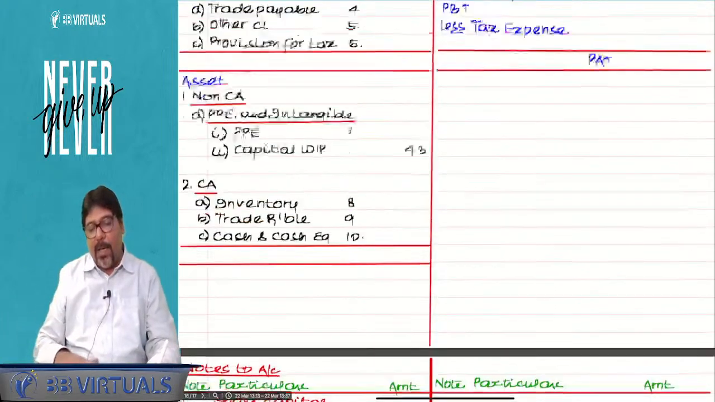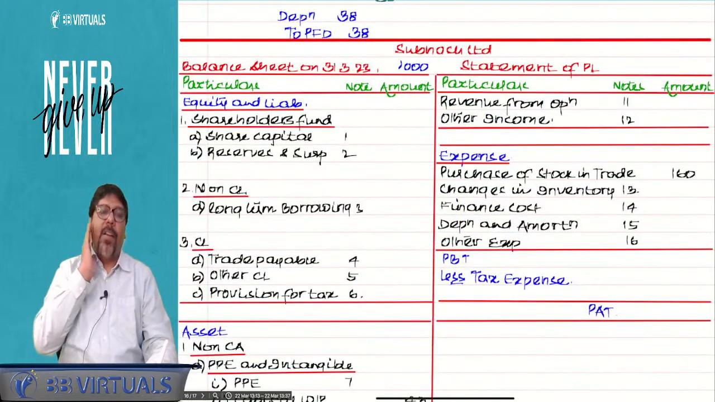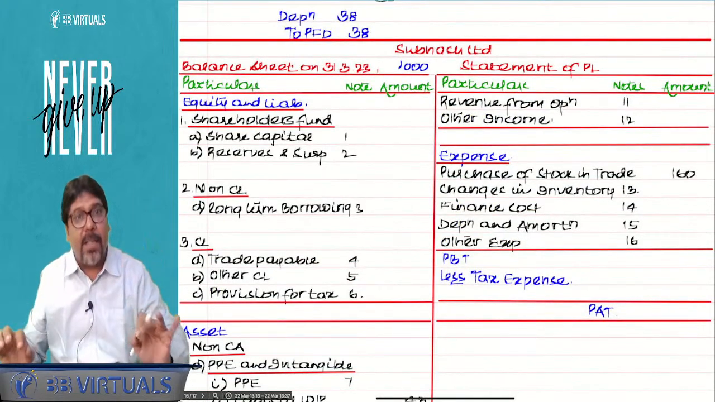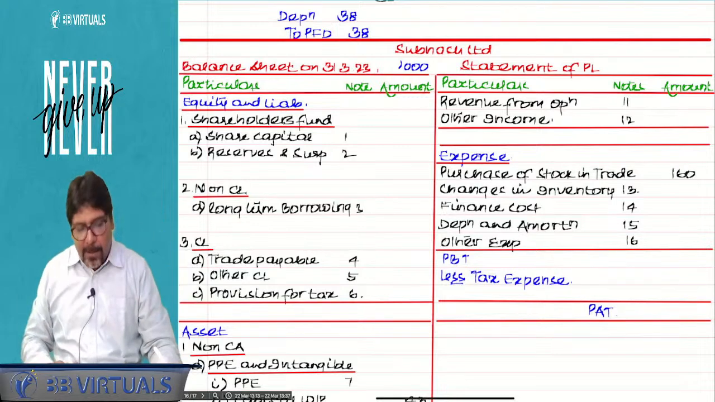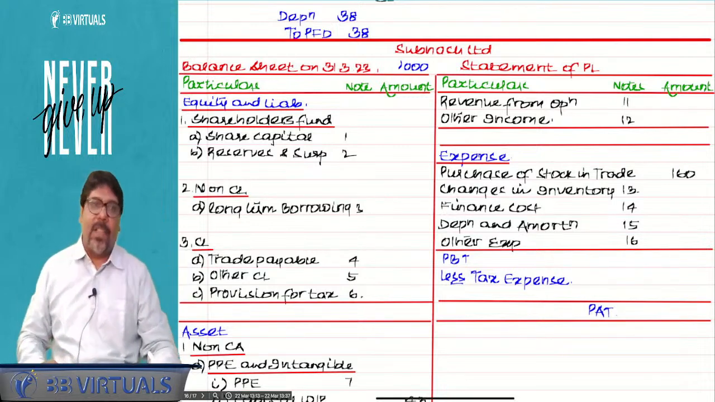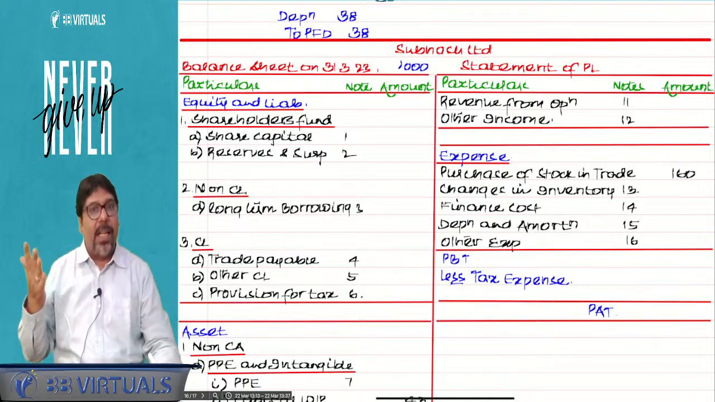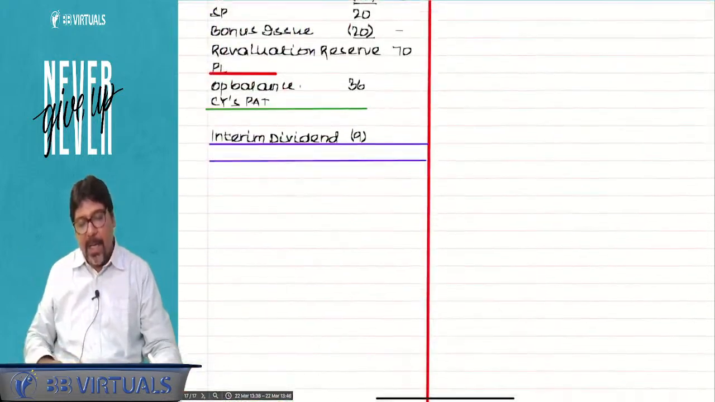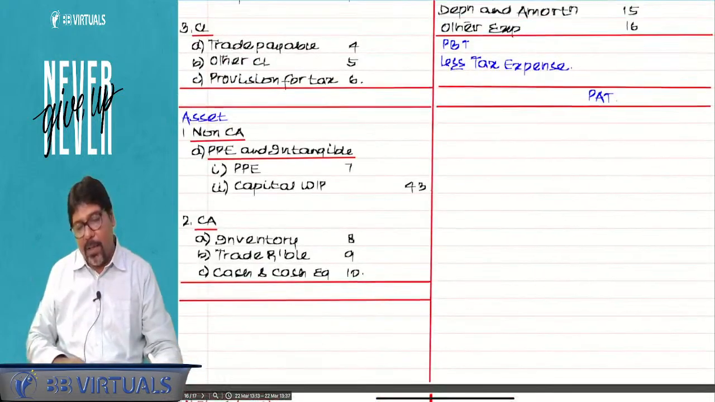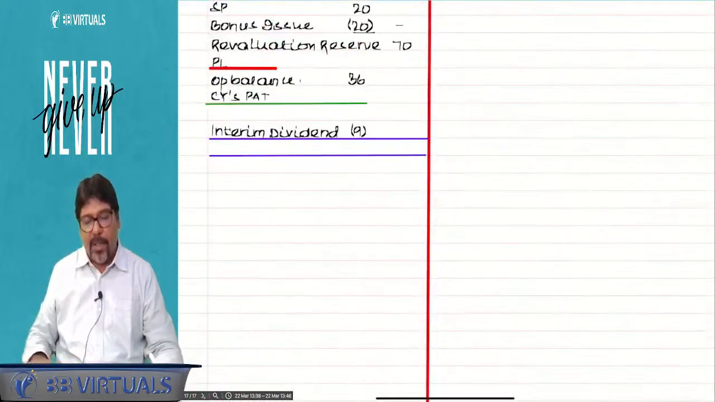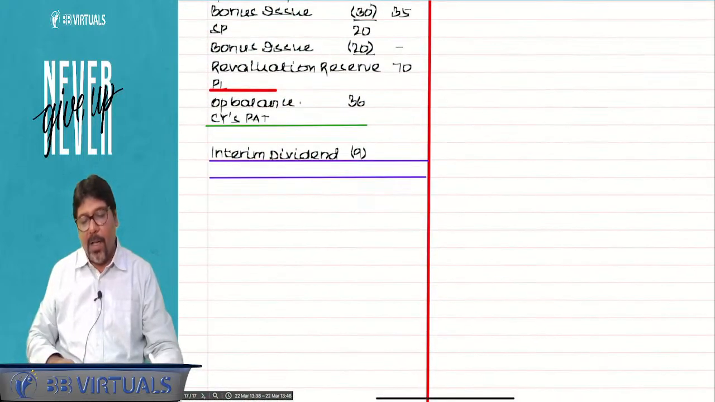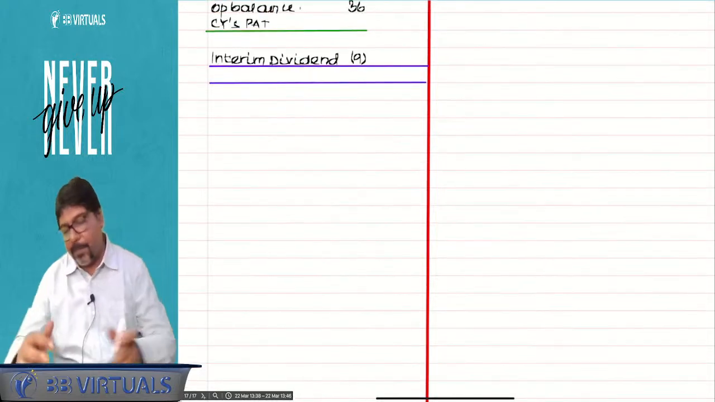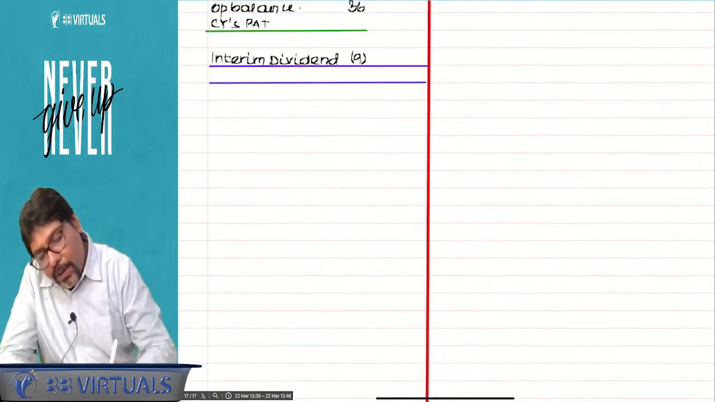So can we write total reserves and surplus in the balance sheet? No, we cannot write total reserves and surplus in the balance sheet until and unless P&L is prepared. Am I clear? Yes. After that, note 3 is what? Long-term borrowings. Note 3 is long-term borrowings.